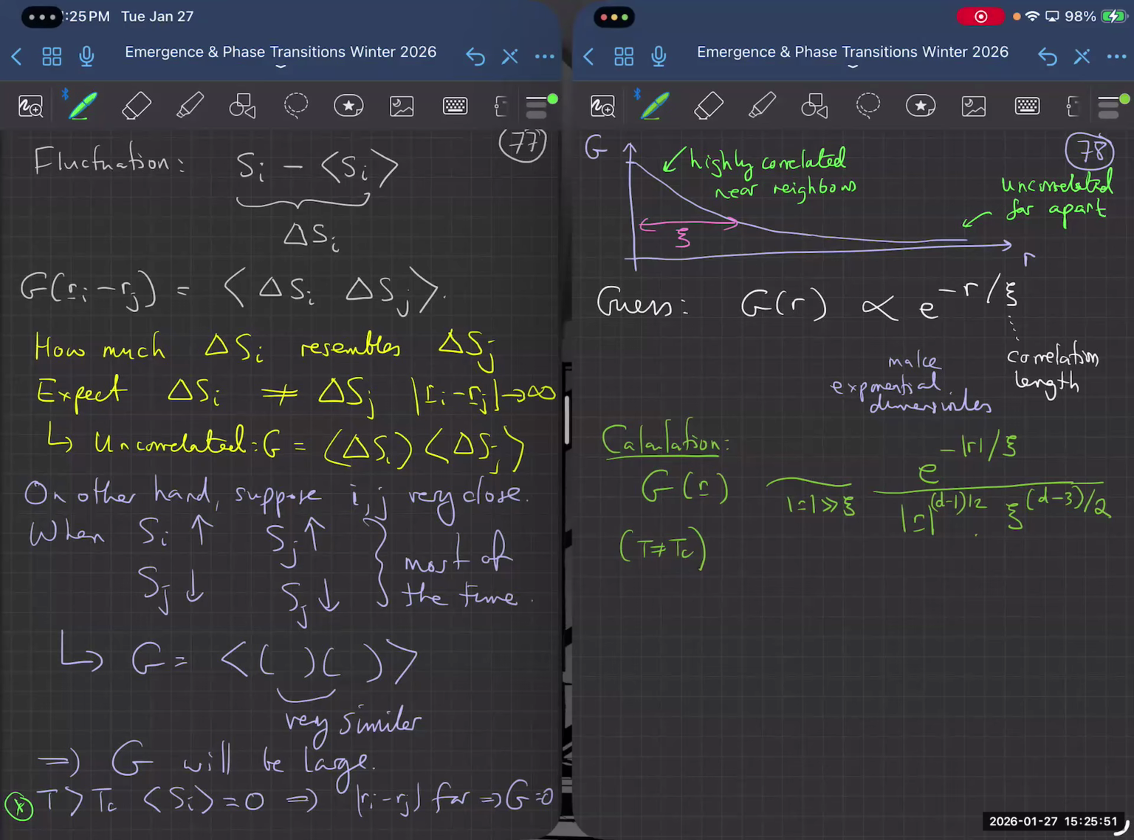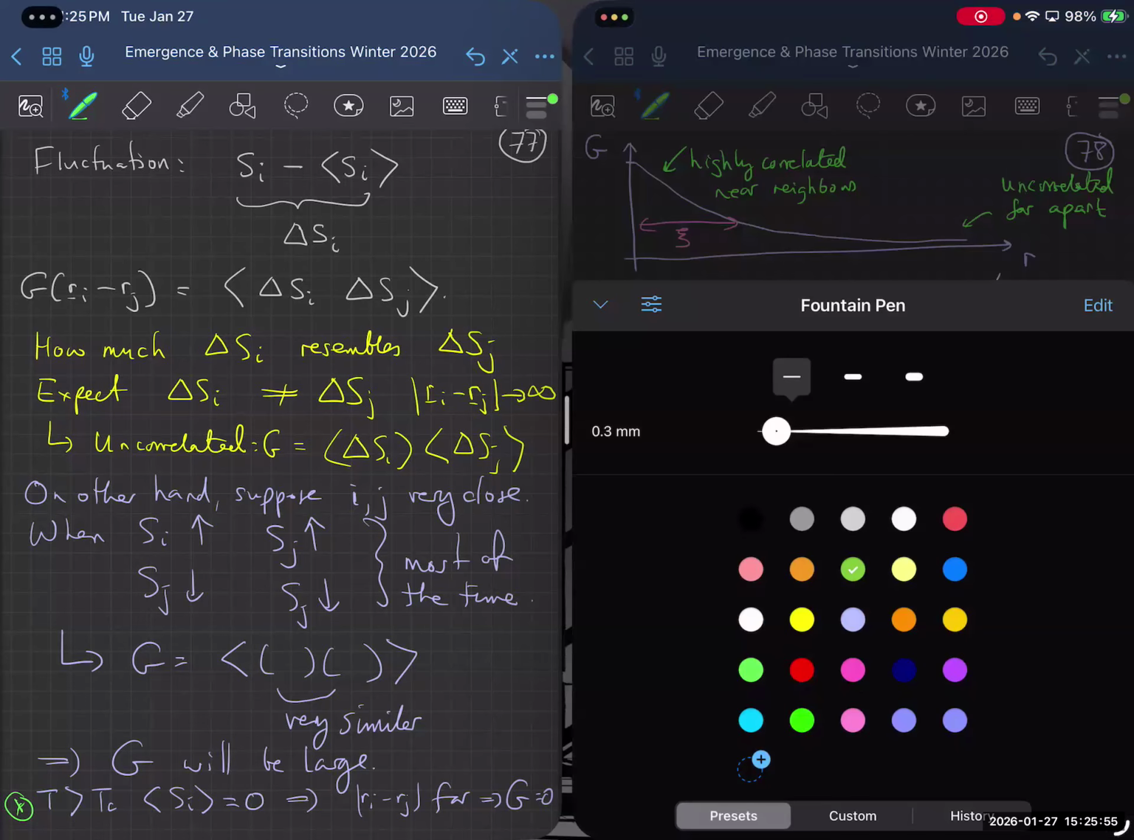Okay, so now I want to go back to the static susceptibility sum rule.